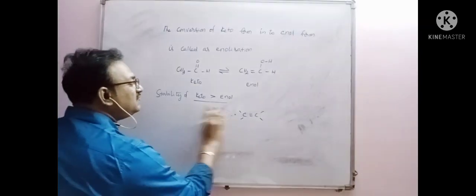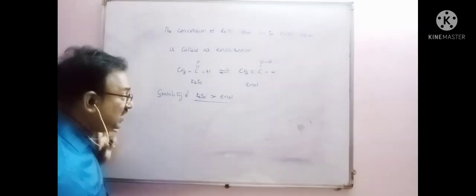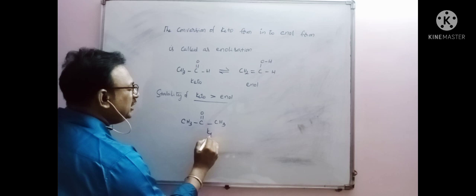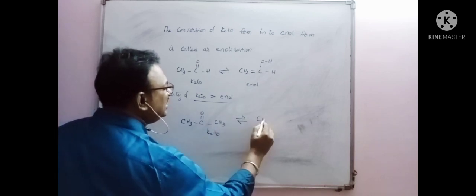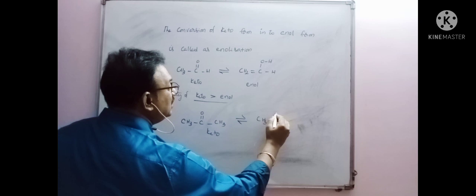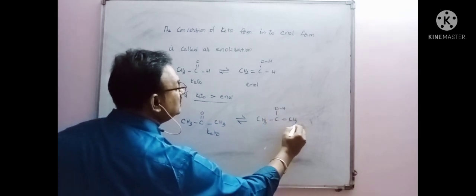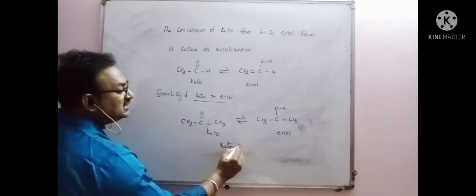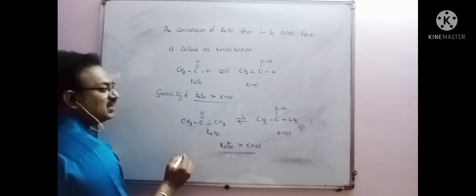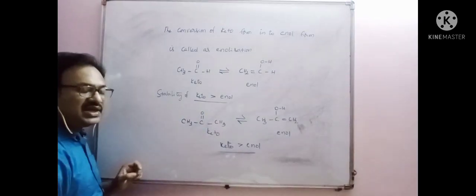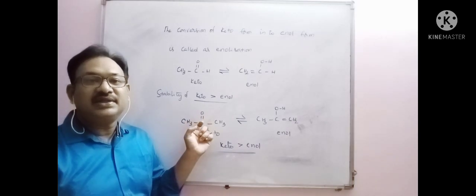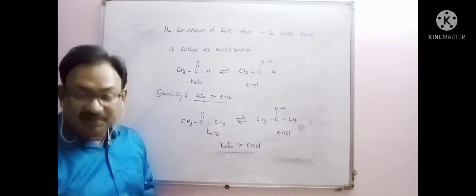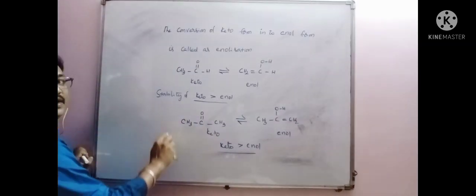In the same way, acetone is also the same kind of example. CH3COCH3 is the keto form, and CH3C(OH)=CH2 is the enol form. Here also the keto form is more stable when compared to the enol form. Again the same reason: the bond enthalpy of C=O is greater than the bond enthalpy of C=C. That is the reason for the stability.